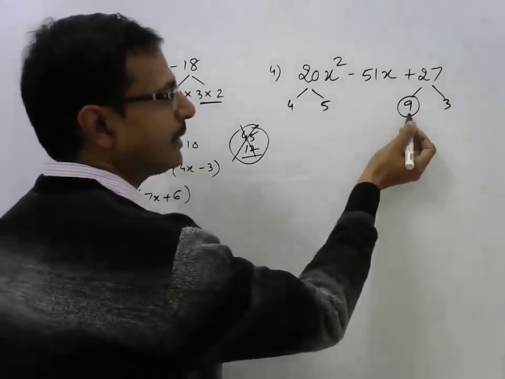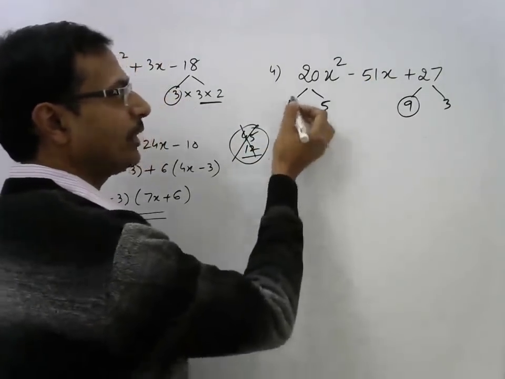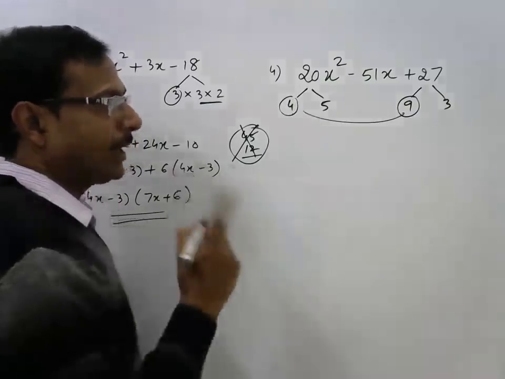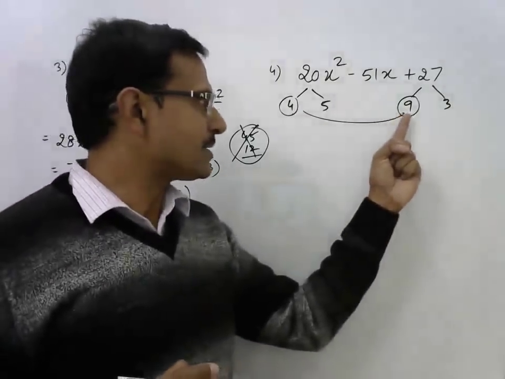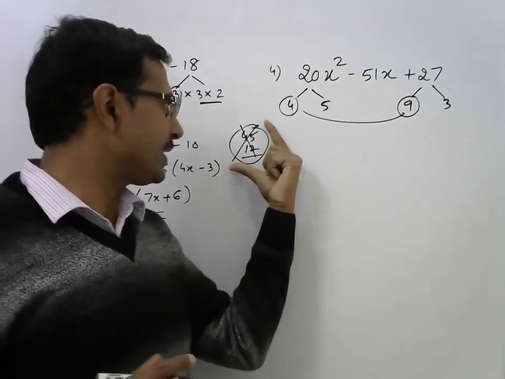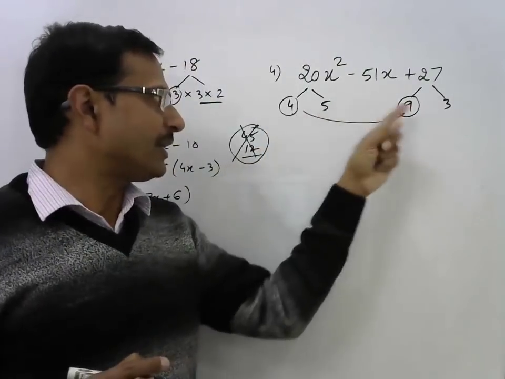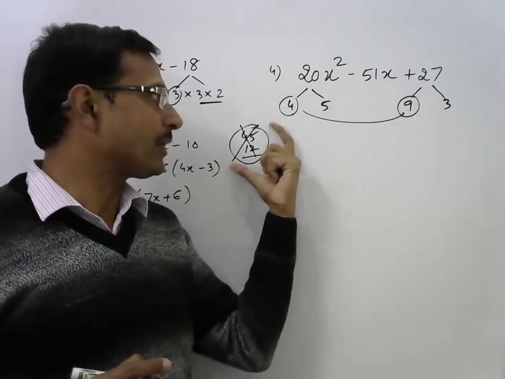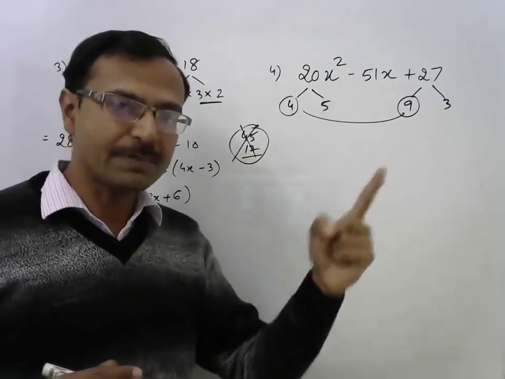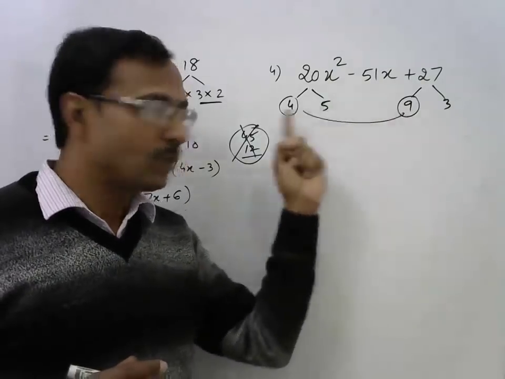So I'll try and combine this 9 with 4 here. See, I told you, when we take the largest here and the largest here, and convert them into two factors, then they are not giving me the central term by adding or subtracting. So I'll combine this with 4 now.